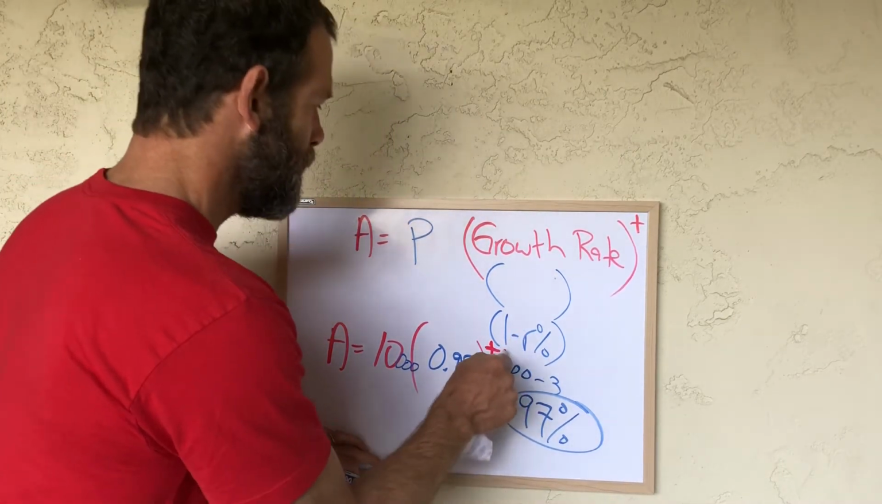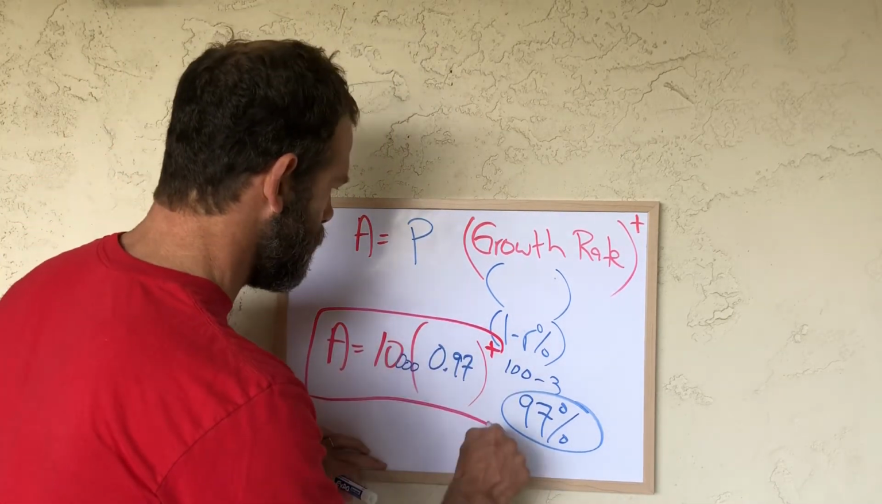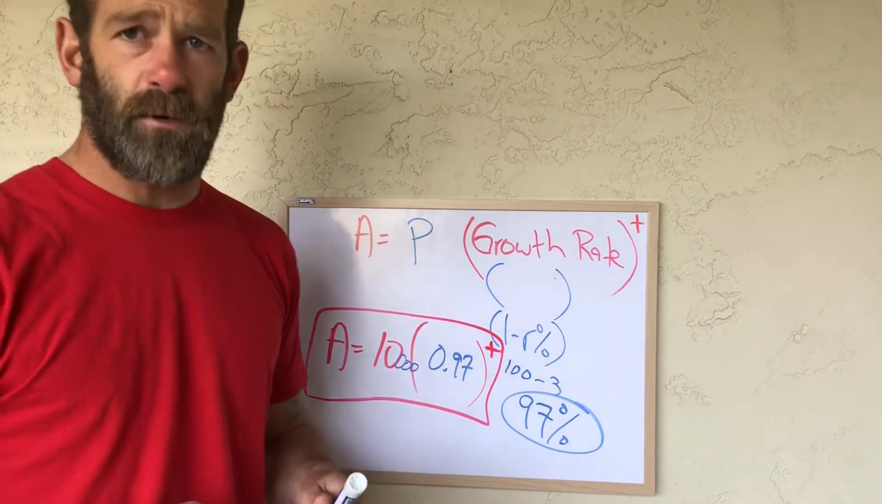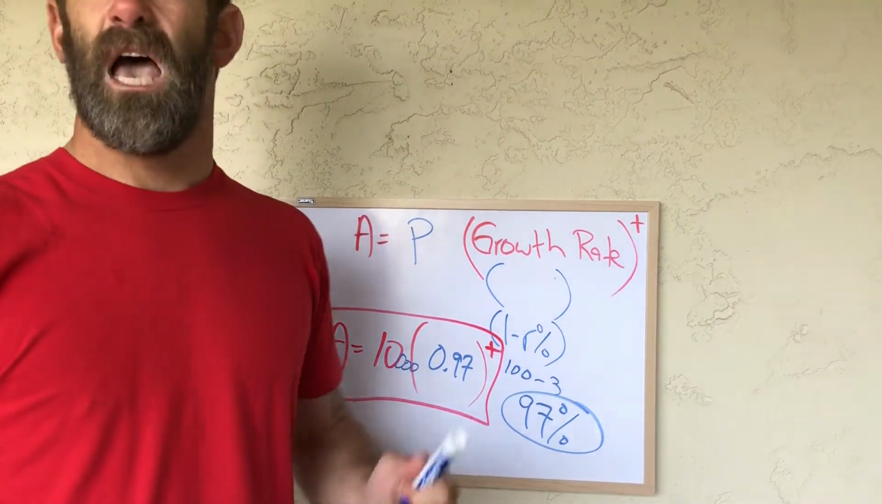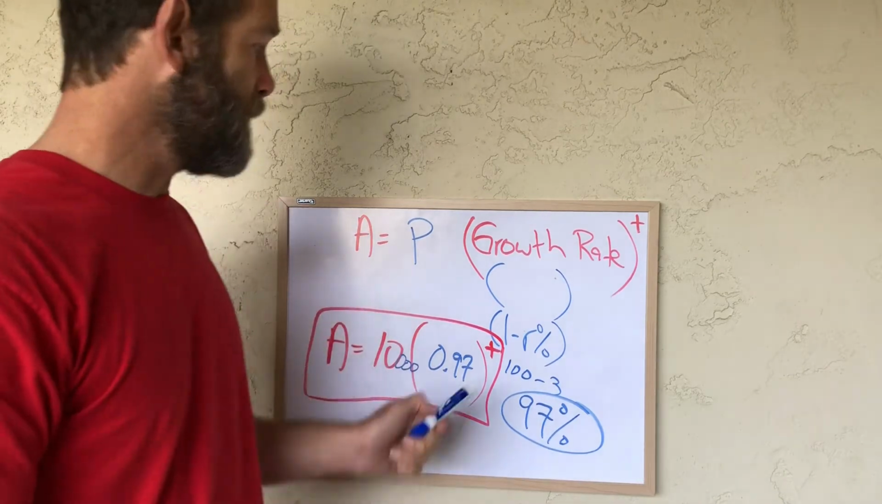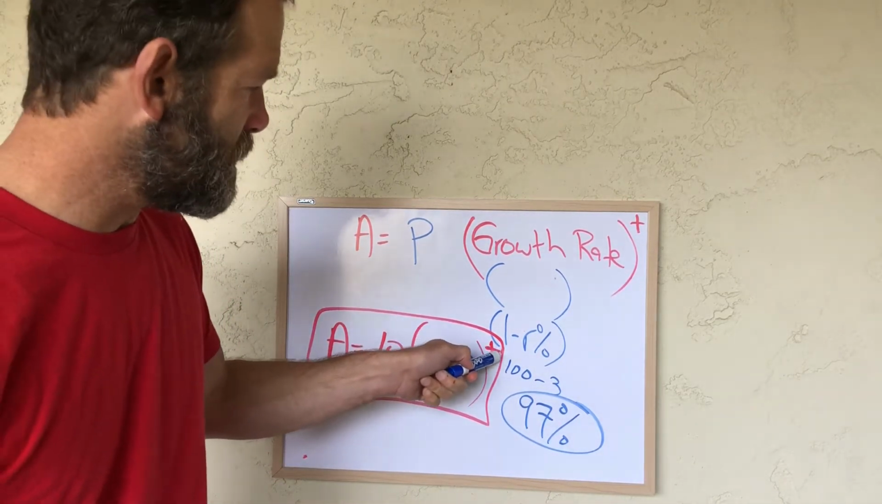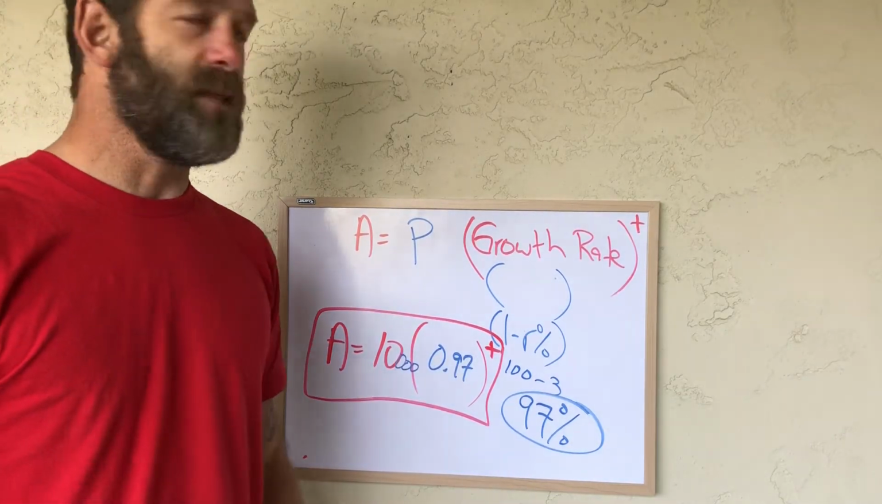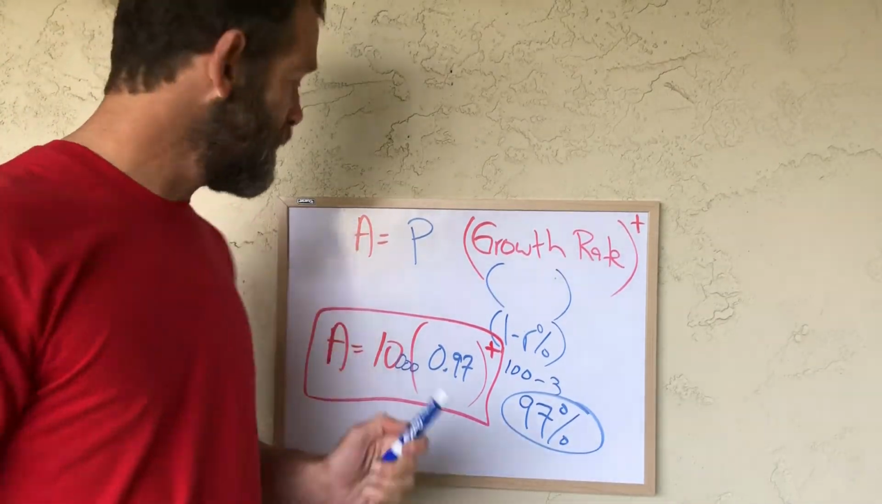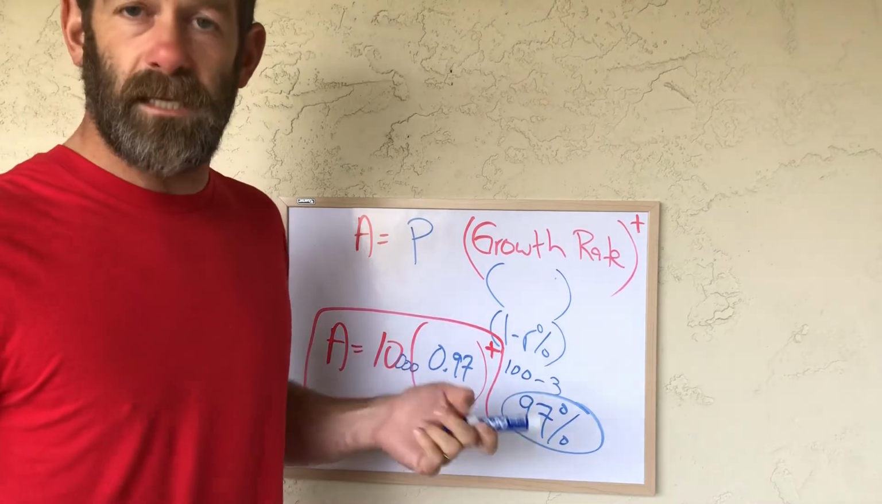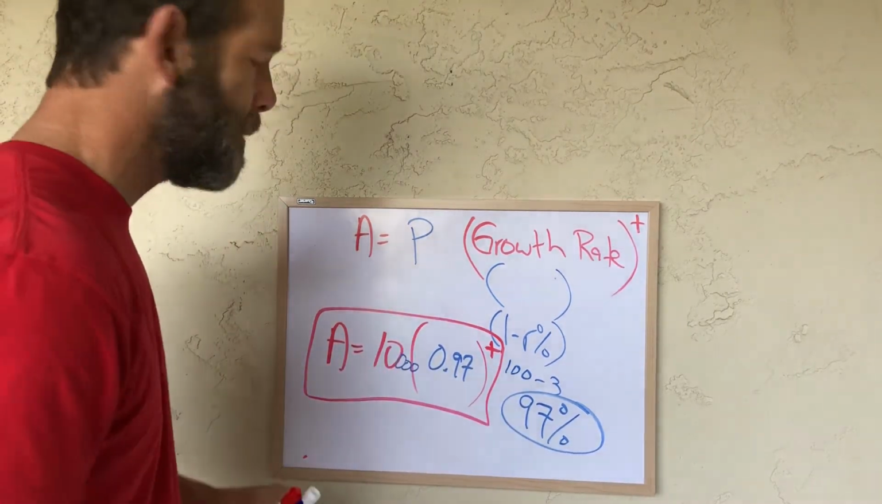Times your time. This is your formula for your exponential function. The question would be, how much is it worth after 3 years? Well, you plug in a 3. 0.97 raised to the third times 10,000. And that tells you how much you have left, how much your amount, whatever it is, is worth after a certain amount of time.